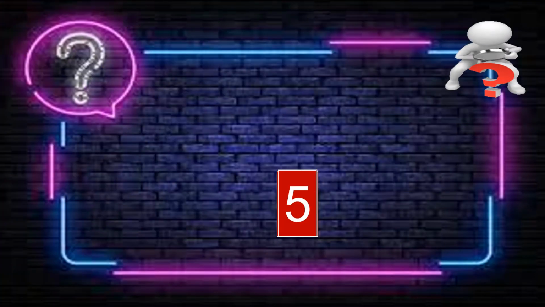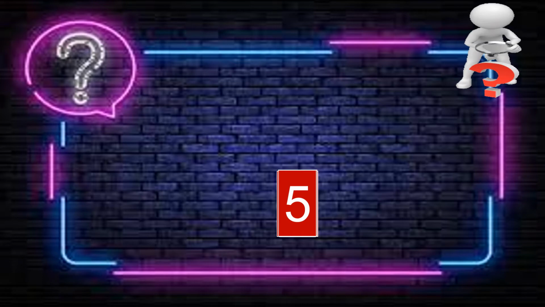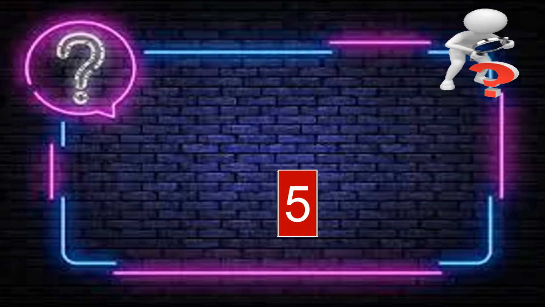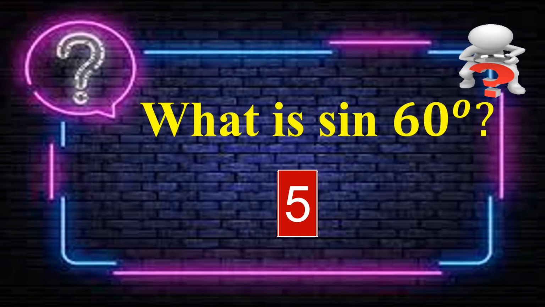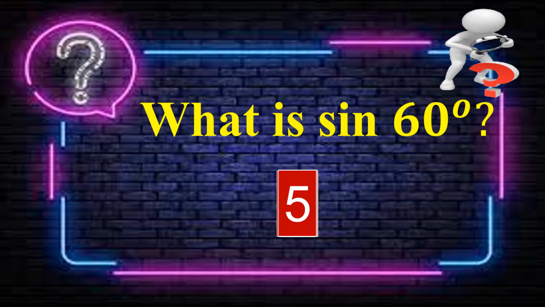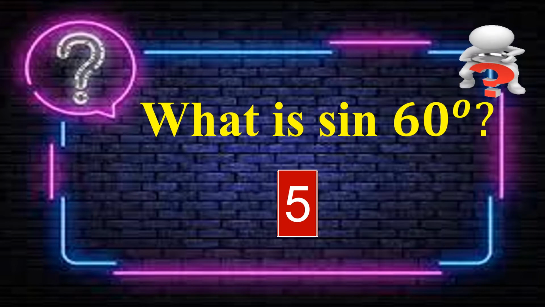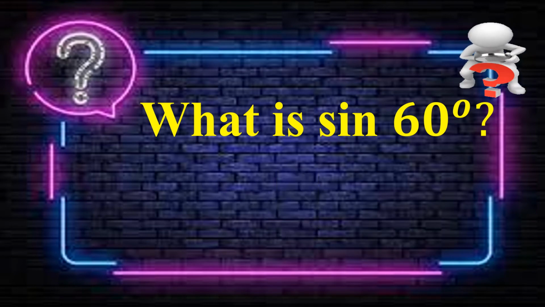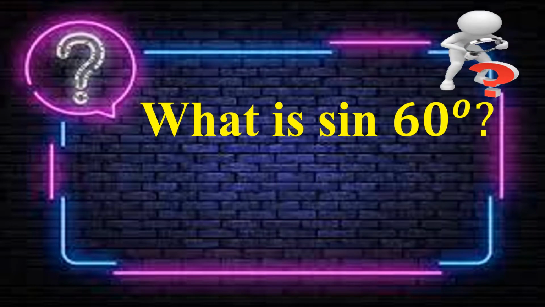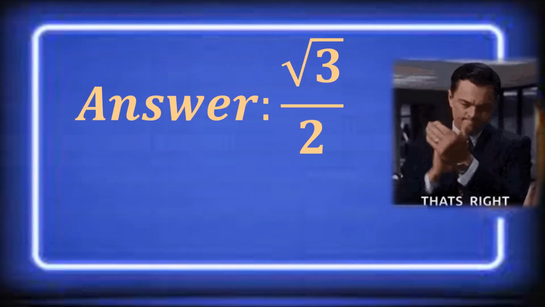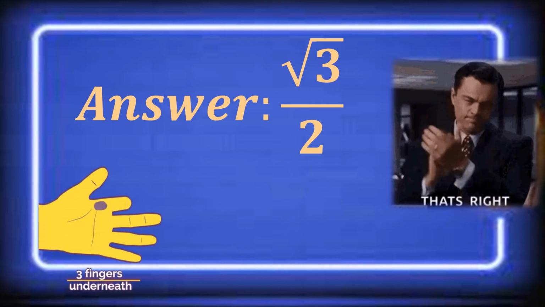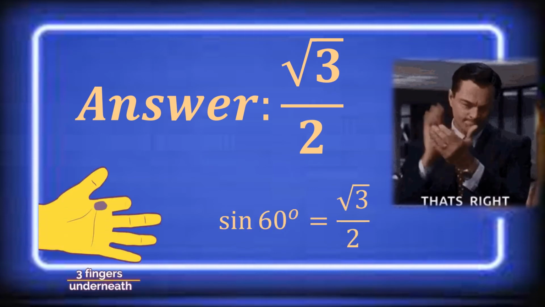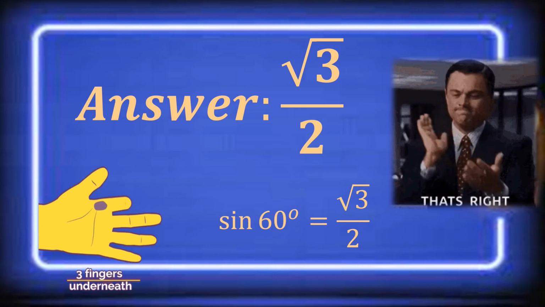Before we proceed to the cosine function, please answer this one. I will give you 5 seconds to answer. What is sine 60 degrees? Timer starts now. Time is up. What is your answer? That's right. The answer is square root of 3 over 2. Since we have 3 fingers underneath, sine 60 degrees is equal to square root of 3 over 2.